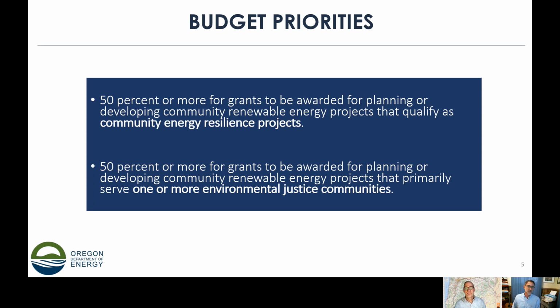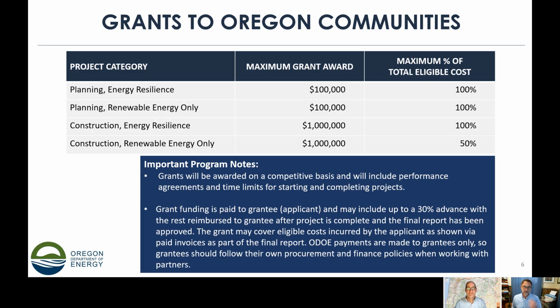All right, thank you, Clay. And you'll see this particular graphic published on our website. This is a breakdown of our particular programs and the maximum grant award for those programs, as well as the maximum eligible cost percentage for the reimbursement of a particular program. I just wanted to pay particular note to a construction project that is renewable energy only. The maximum grant award could be up to $1 million for that project, but only 50% of those eligible costs up to the $1 million.